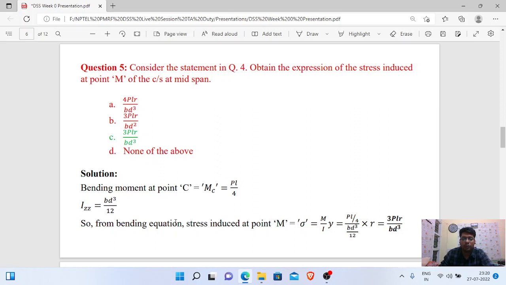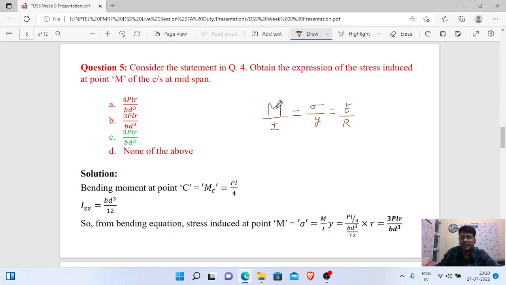So from the bending equation, what is the bending equation? From the strength of materials class, we know that the bending equation can be written as M upon I is equal to sigma upon y is equal to E upon R.